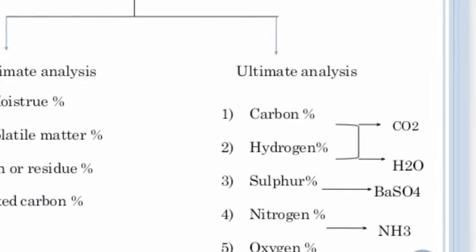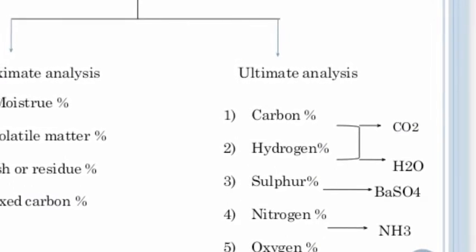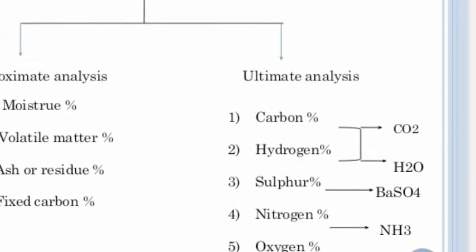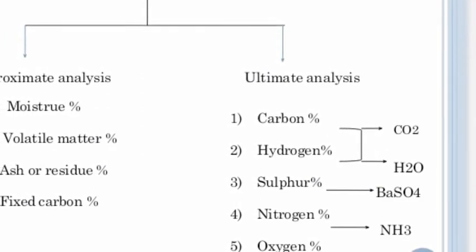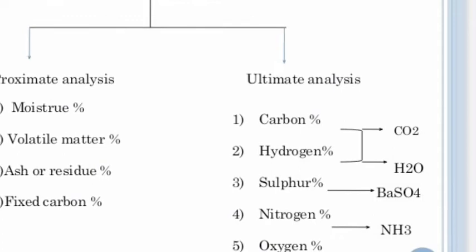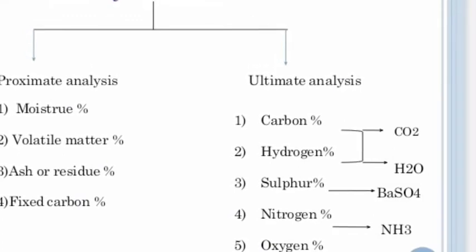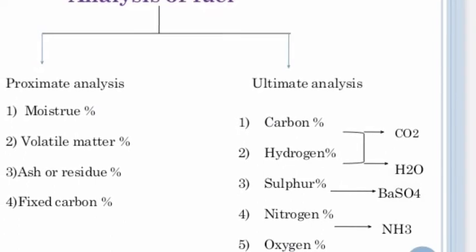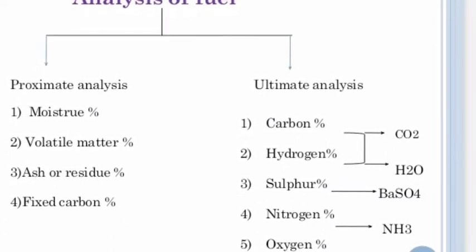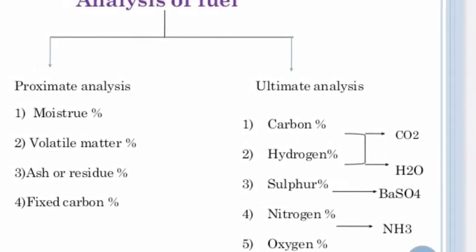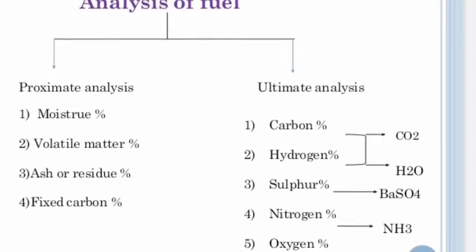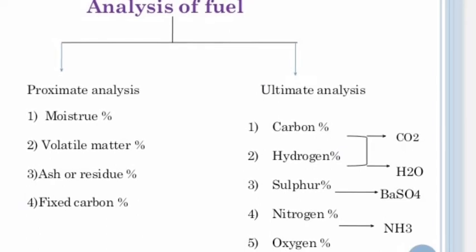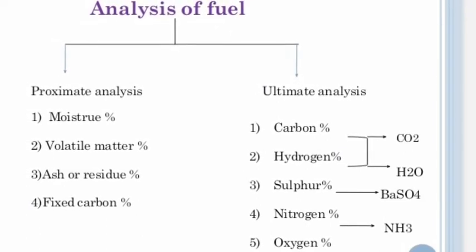In proximate analysis we determine or calculate four different percent compositions. So the first one is moisture percent. After moisture we determine the second category, which is volatile matter percent. It means how much amount of vaporizing elements are present in the fuel sample, the materials which convert into a gaseous form. After that, the third point comes, which is ash or residue percentage.